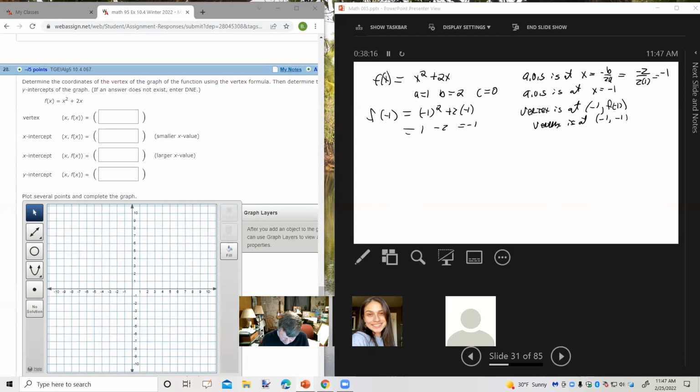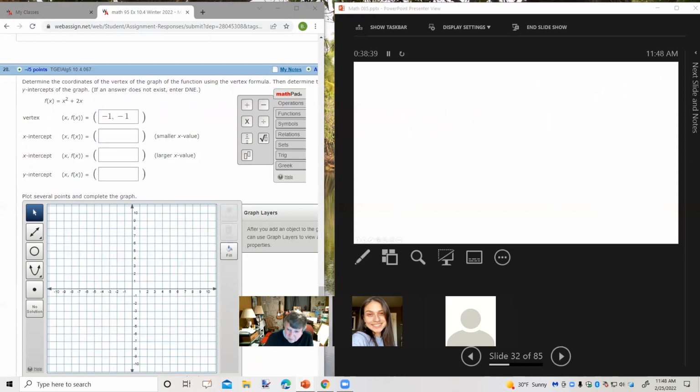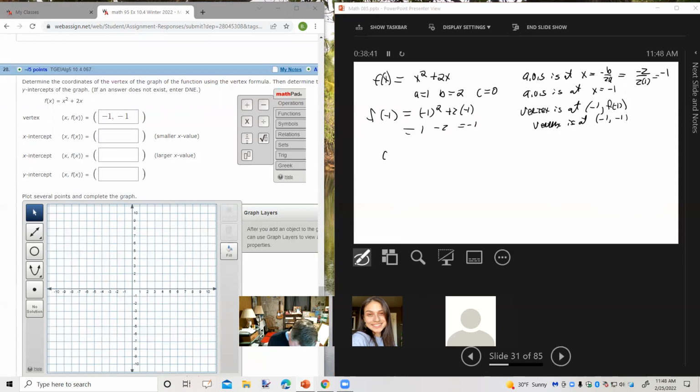Is that right? I think so. Okay. So there's our first piece of information. The vertex is at negative 1 comma negative 1. All right. Now, to find x-intercepts, we're going to set y equal to 0. Oops. If I push too hard, it goes to the next page.